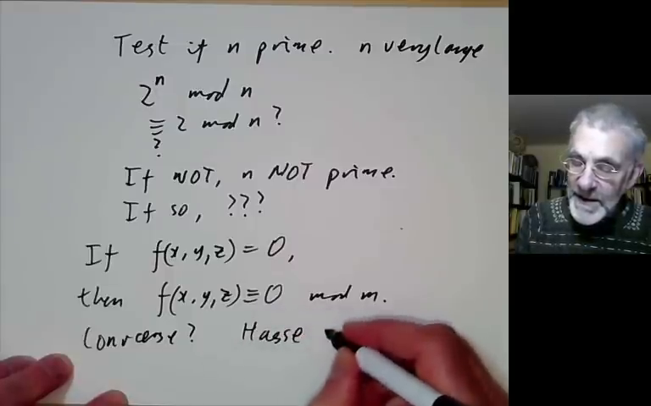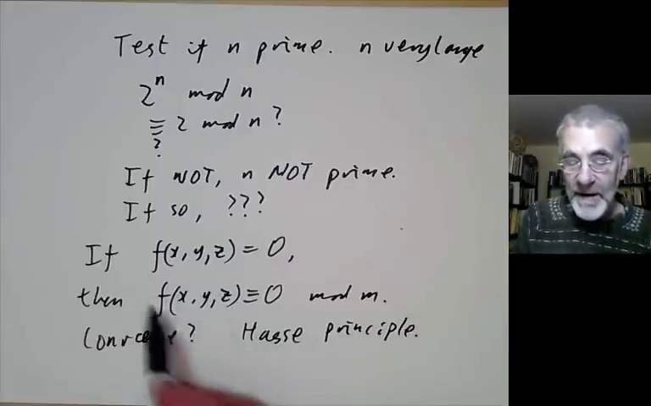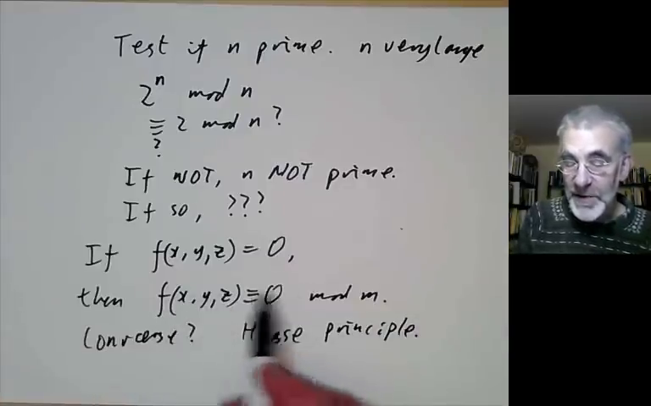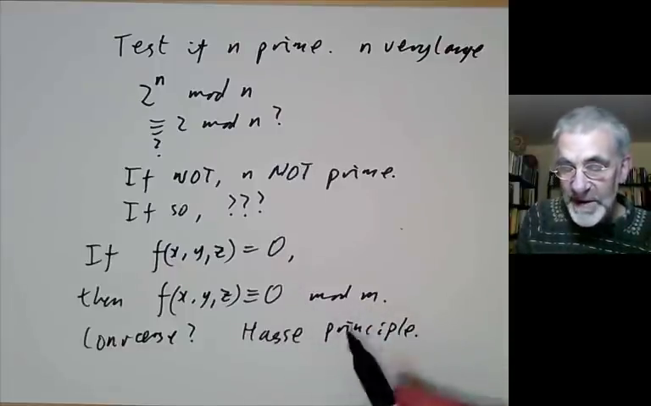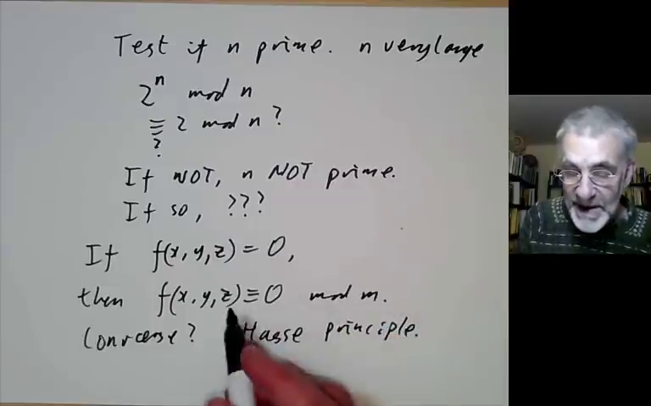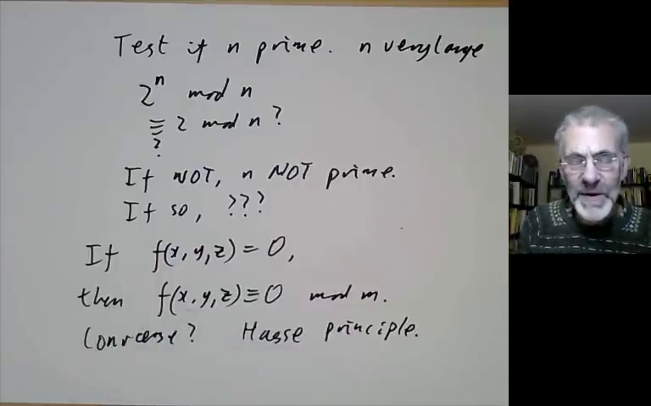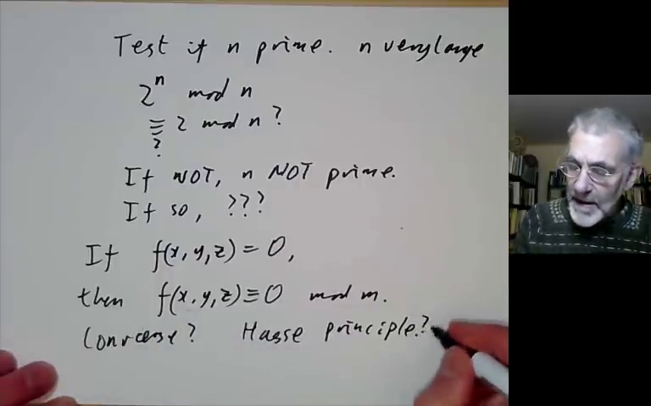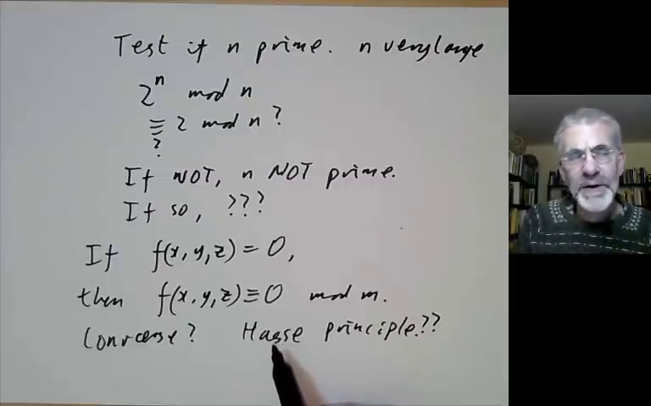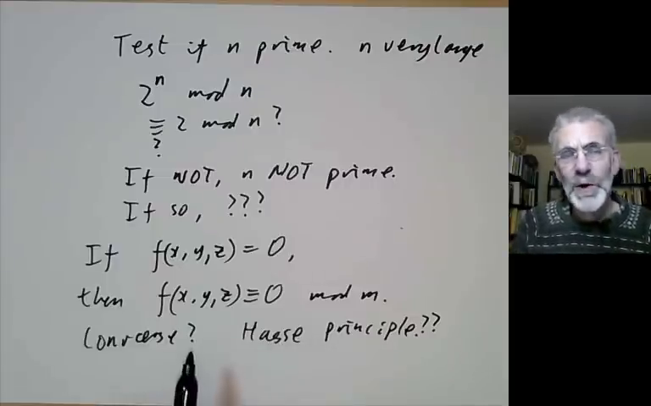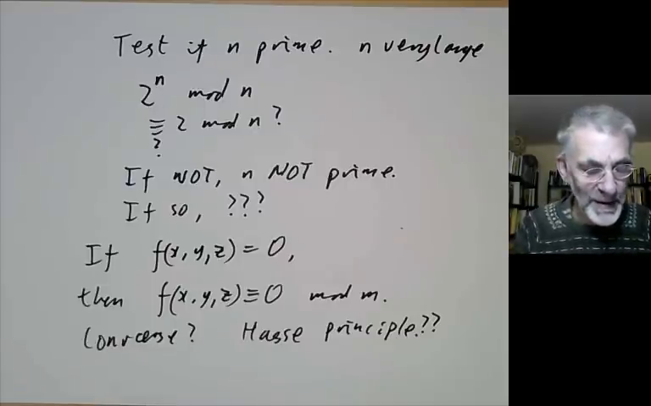Well, there's something called the Hasse principle, which says roughly that if a function has a solution modulo m for all m, then, if the Hasse principle holds, it has an integer solution. And sometimes the Hasse principle holds and sometimes it doesn't. So for linear equations, the Hasse principle tends to hold. For equations of degree greater than 1, it gets kind of complicated. There are some cases when it holds and some cases when it doesn't.